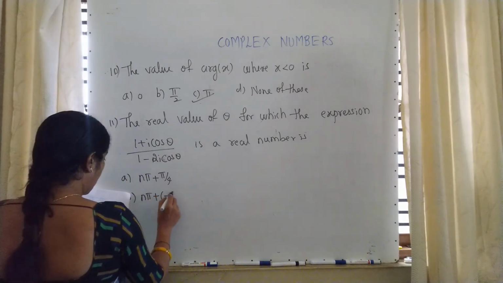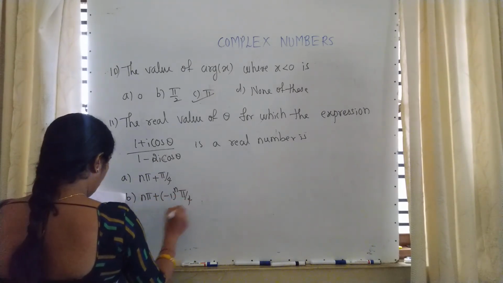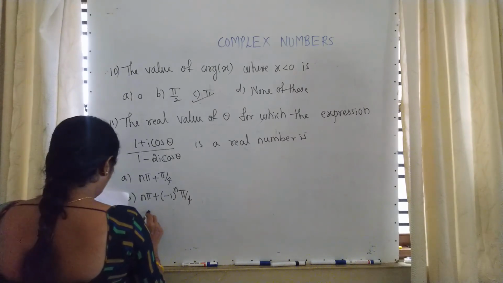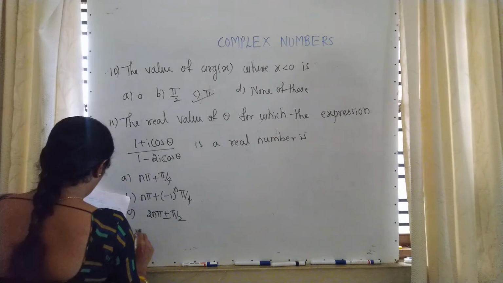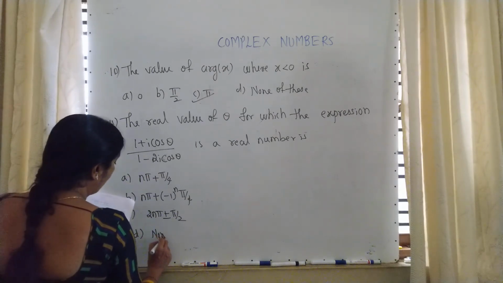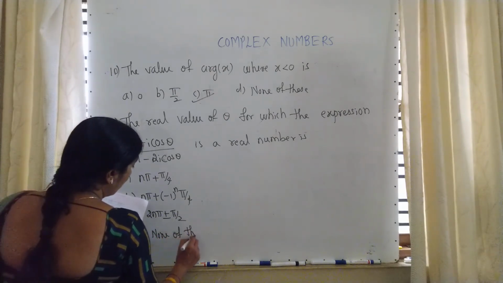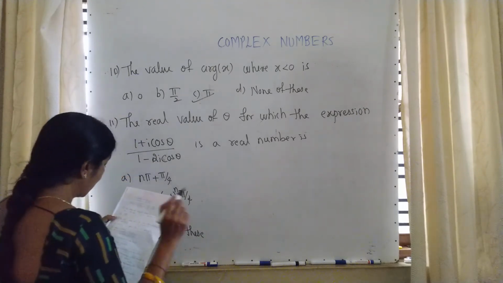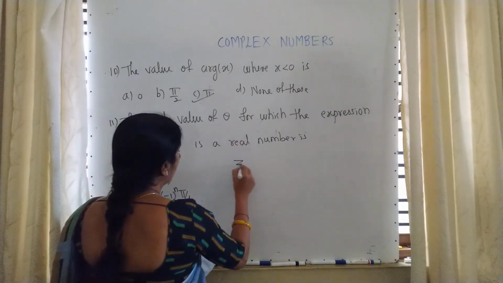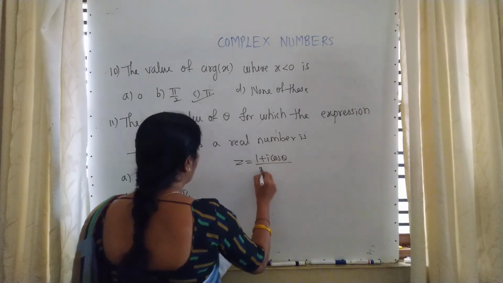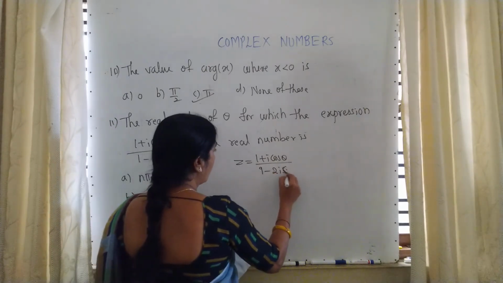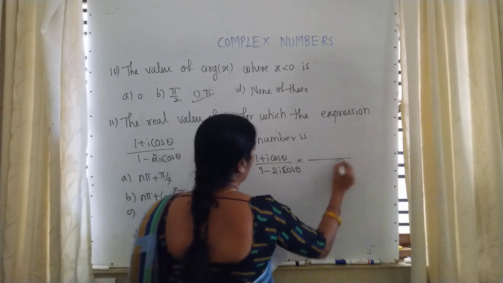See students, when you see the options, they are in the form of general solutions. That means you have to be thorough in the general solution also. Where you studied general solution, have you remembered? You studied it in the first year trigonometry in the last part. Here z is what? 1 plus i cos theta upon 1 minus 2i cos theta. Rationalize the denominator.